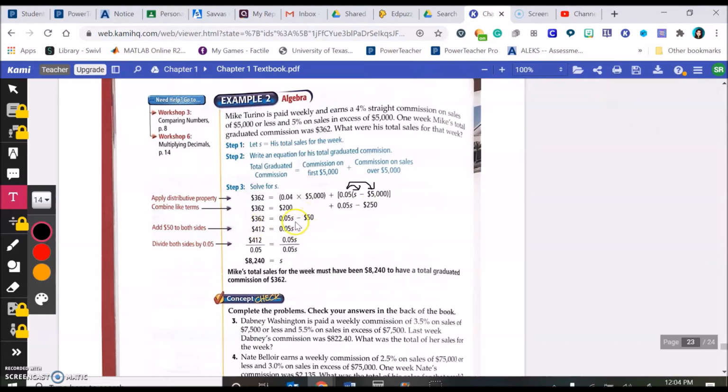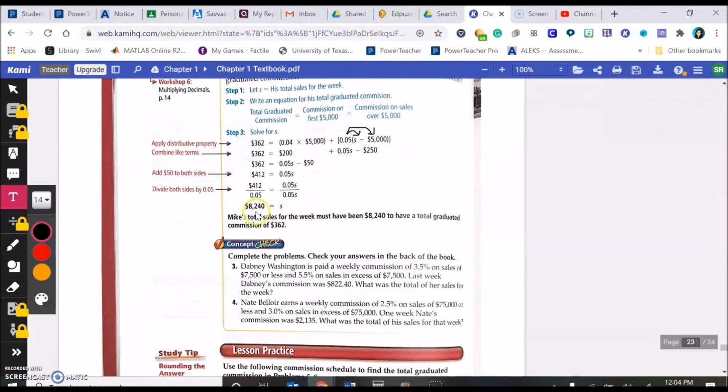Then I'm going to add 50 to both sides to try to get the S by itself. So 362 plus 50 gives me 412. That equals 0.05S. Now I want to divide both sides by 0.05 to get S by itself, which gives me $8,240. So Mike's total sales for the week must have been $8,240 to have a total graduated commission of $362.